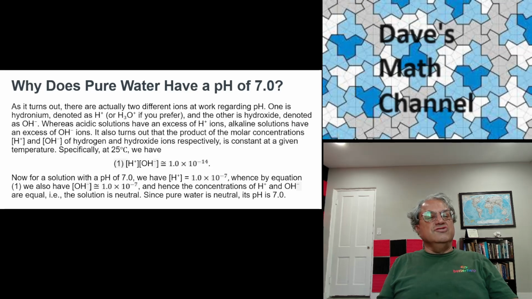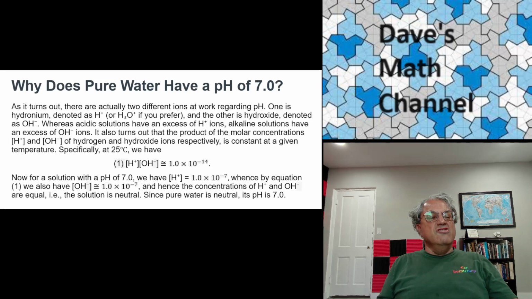So for a neutral solution, like water's neutral, it has the same concentration of H plus and OH minus because there's no preference one over the other. There's no other chemicals in it if it's pure water. And that's why pure water has a pH of 7, because the concentrations are equal. They're both very small, only 10 to the minus 7, so they're kind of difficult to measure. But there is a non-zero concentration of both H plus and OH minus, even in pure water.